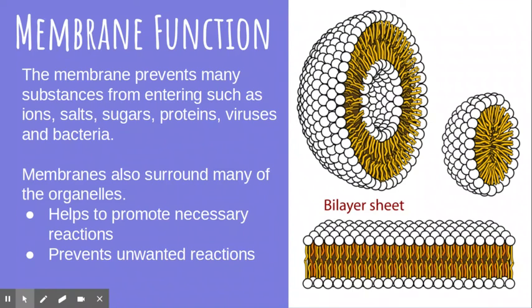Ions, salts, sugars, proteins, viruses, and bacteria. You know, one's living and one is not. Okay, that's its role. All right, it's trying to protect the entire cell from having anything enter into it. Okay. Also, not only do you have membranes on the outside of a cell, you have membranes on almost every single one of the organelles inside your cell. So that means that your mitochondria, your chloroplast, your nucleus all have membranes that also surround and protect. Okay. Those membranes help promote necessary reactions, and they also protect and prevent unwanted reactions or things from getting into them.